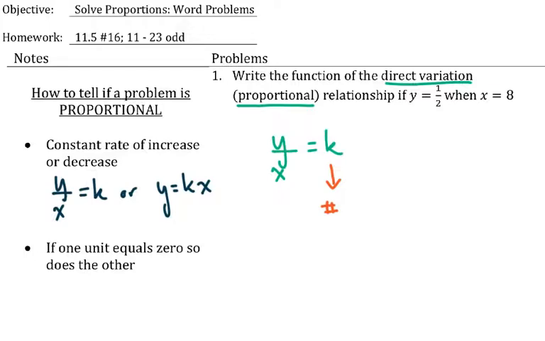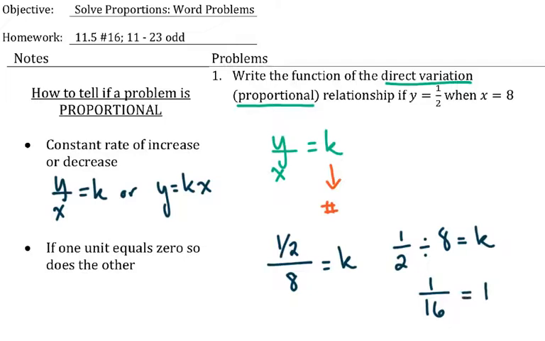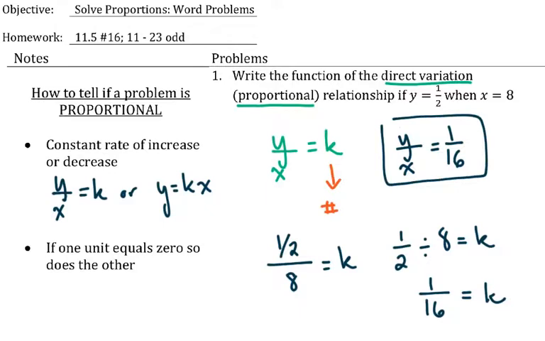Since we know y here is 1/2, then we can say 1/2 over x, which is 8, is equal to k. By evaluating that, we end up with 1/2 divided by 8 equals k, and so k is 1/16. The equation for our relationship would be y over x equals 1/16, which looks like a nice familiar proportional relationship.